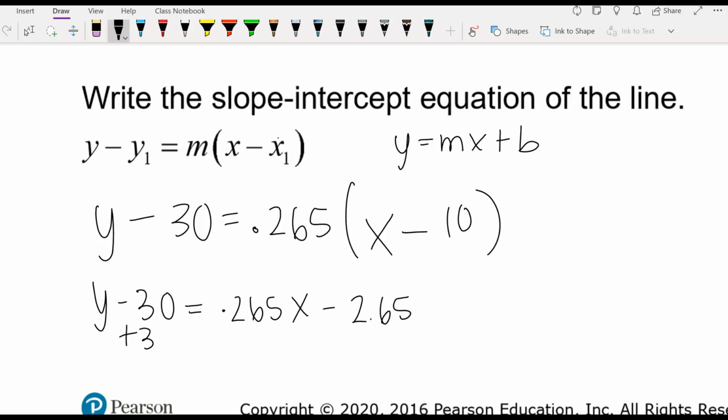All right, then we want to add 30 to get b. So we get y equals 0.265x plus 28.65.